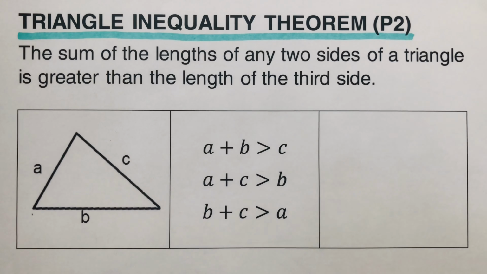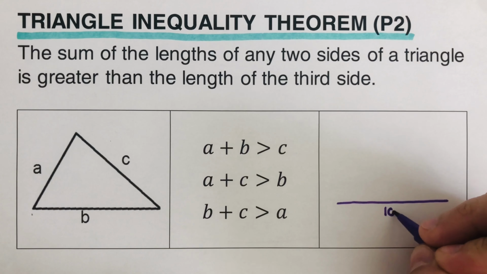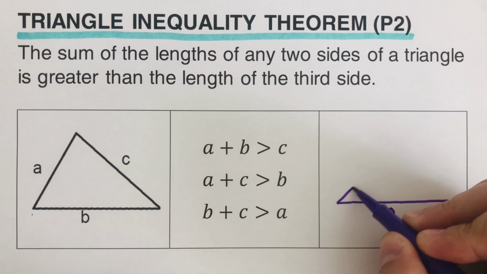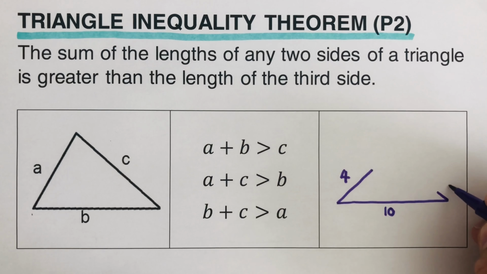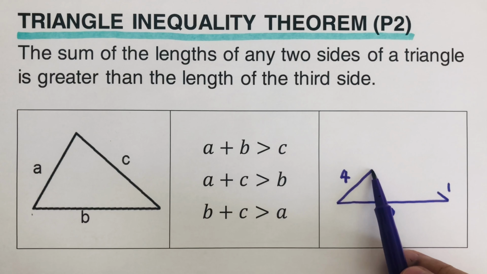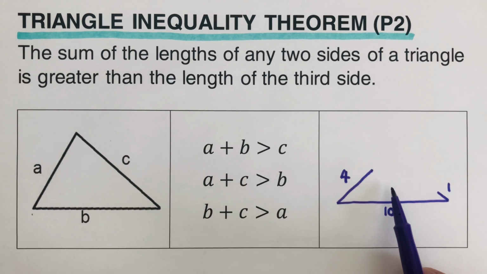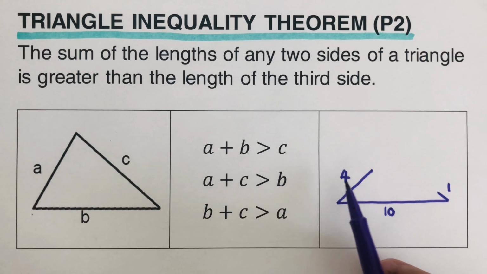So if we are given three side lengths, let's say, for example, 10, 4, and 1. If we are given these three side lengths, we will not be able to create a triangle because the 1 is way too short, it does not get to the end of 4, and it will not be able to create a vertex. So there's no third vertex. We can't create a triangle if we are given side lengths of 4, 10, and 1.